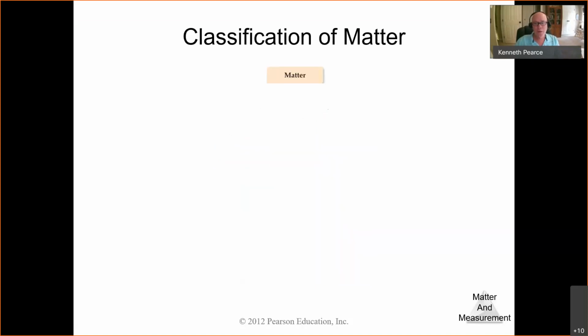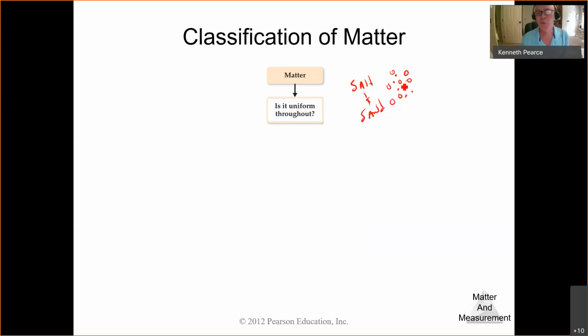All right. Now, we have to be able to classify matter. All matter, we start with that. Now, the first question we have to ask is, is it uniform throughout? Now, what does that mean? What it means is, and I'm going to draw on here now. I told you I draw on these PowerPoints. Let's say you have salt and sand. All right. And we have little pieces of salt and little pieces of sand.